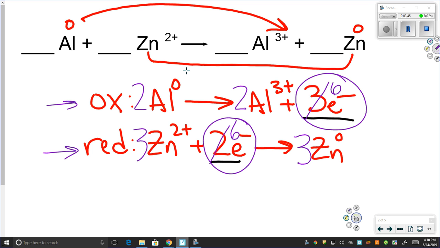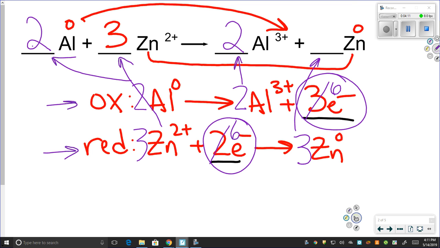What do we do with that information now? We bring these coefficients up into our original equation. So our 2's, I'm going to make that look more like a 2, a curly 2. Our 2's go in front of the aluminums, and then we bring our coefficients from our zincs up into their position. We've got a 3 and a 3.